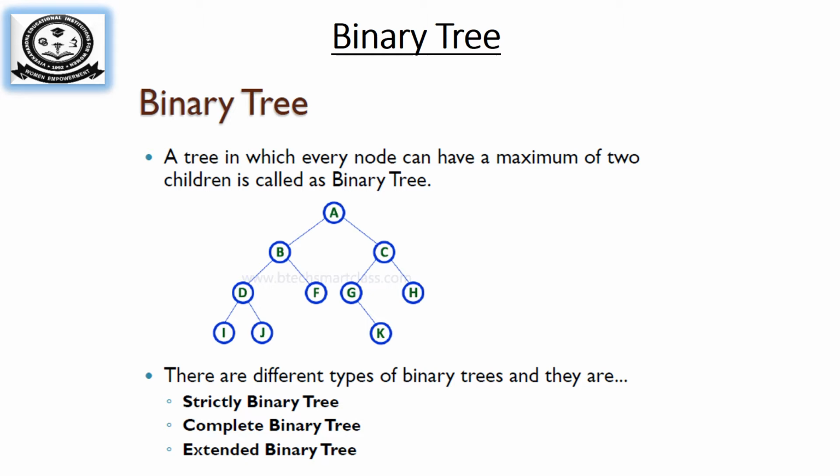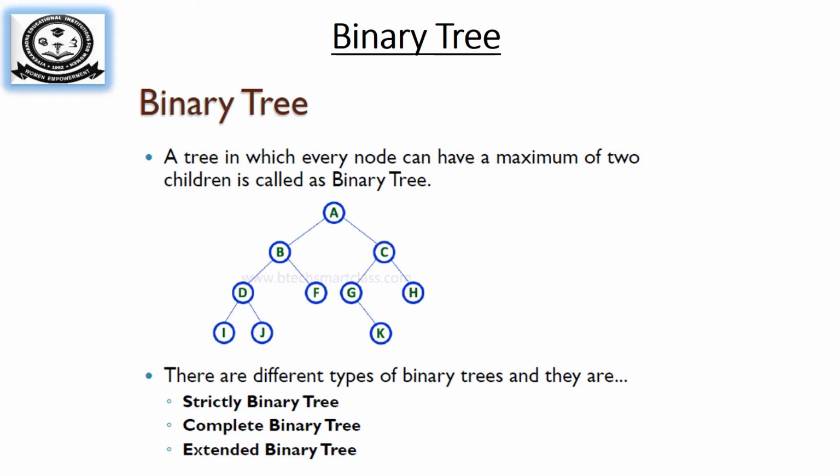A tree in which every node can have maximum 2 children is called a binary tree. So in a tree, a node can have n number of children, but in a binary tree it can have at most 2 children. So it can have either 0 children or 1 child or 2 children. So you can see the nodes A, B, C and D are having at most 2 children, whereas others are having less than 2 children. So F, the leaf nodes, are having 0 children and G is having 1 child.